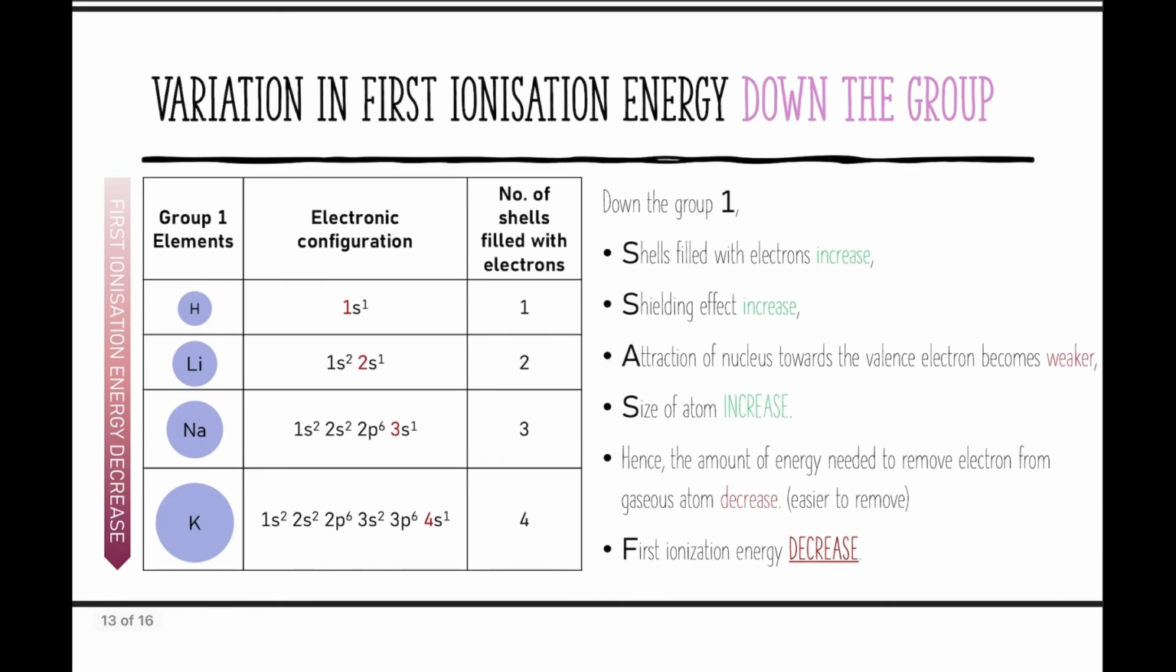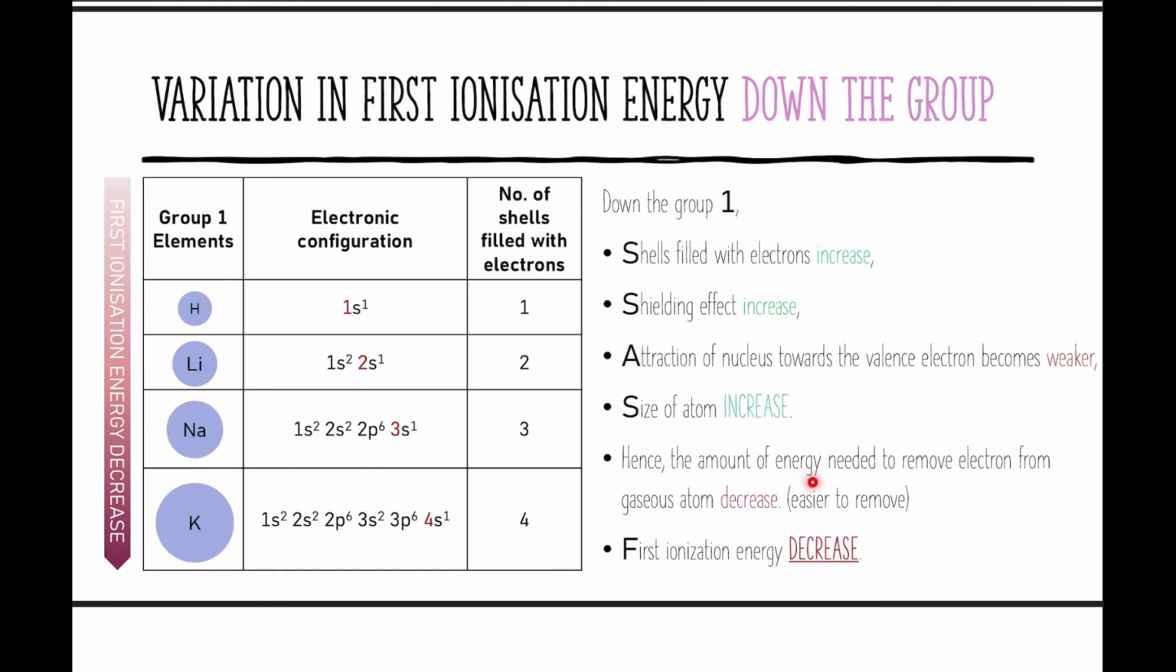Now, let's have a look at the trend of the first ionization energy down the group. Down the group, the size of atoms increases. This is due to the number of shells filled with electrons increasing down the group. Since the shells filled with electrons increase down the group, the shielding effect increases down the group. The attraction of the nucleus towards the valence electrons becomes weaker, therefore the size of the atom becomes bigger as we go down the group.